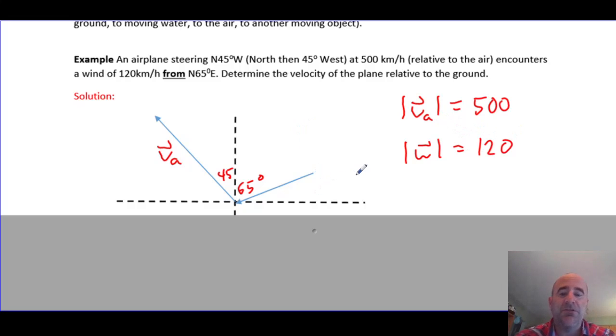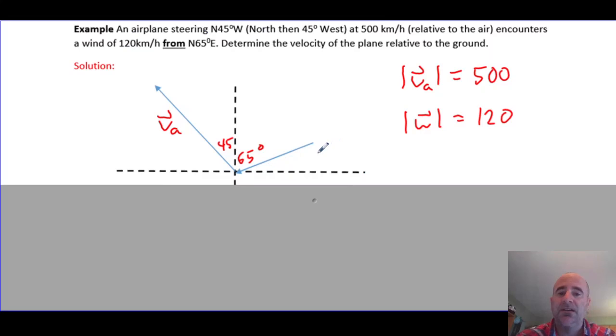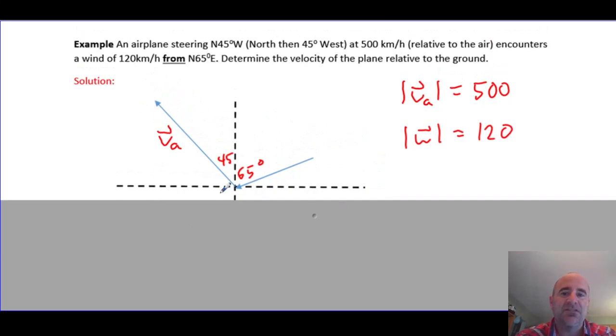Okay, so you can see from this picture already that this is a bit of a tailwind. It looks like this wind is probably going to help the plane a bit, assuming this is the direction it wants to go in. It's going to speed up the plane a bit, but it's also going to push it off course this way, because the wind's coming from that way.